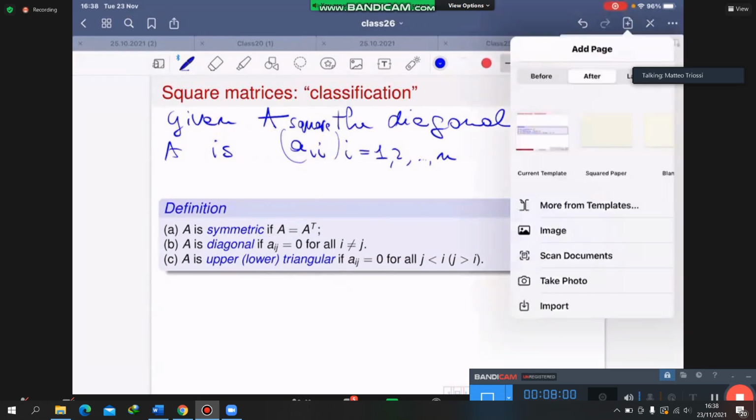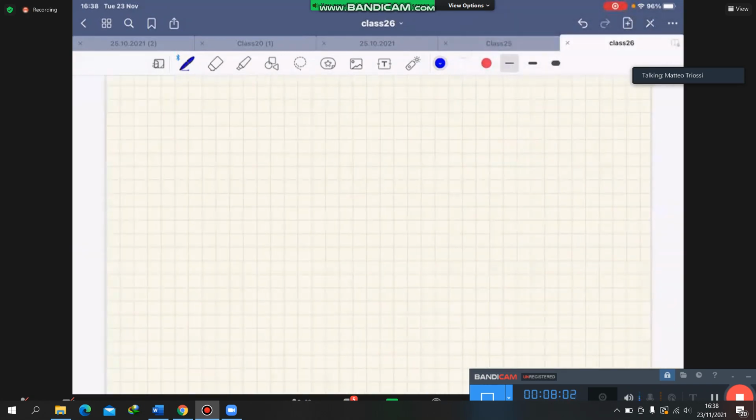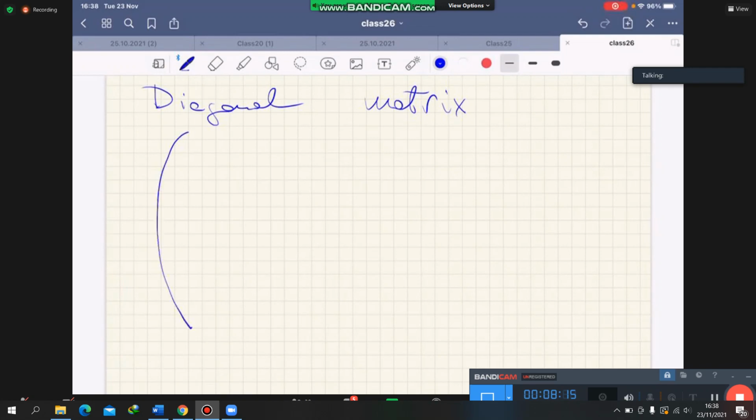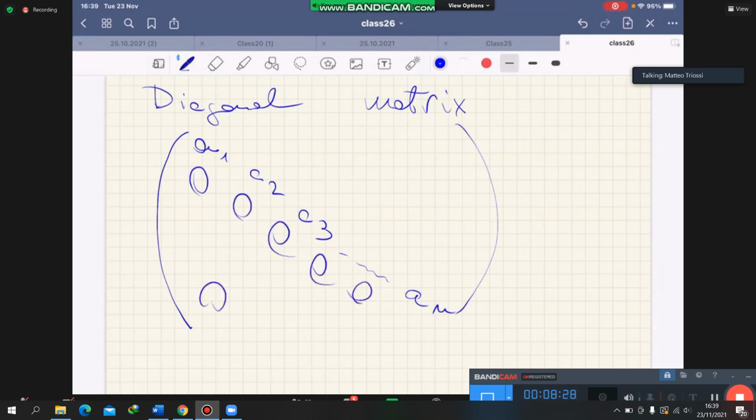So let's see how a diagonal matrix appears. Diagonal matrix. You have a_1, a_2, a_3, a_n, and below 0, 0, 0, 0, everywhere else 0.